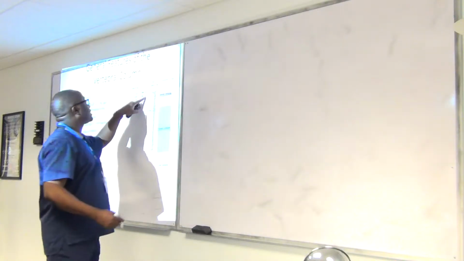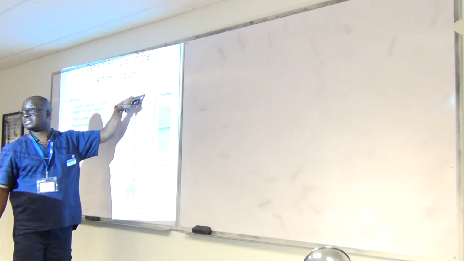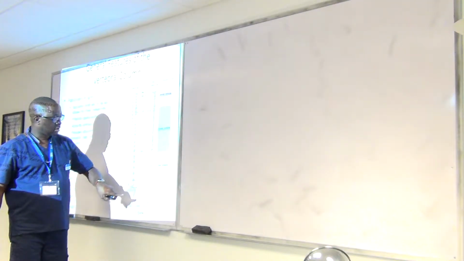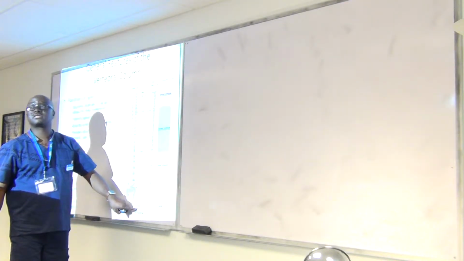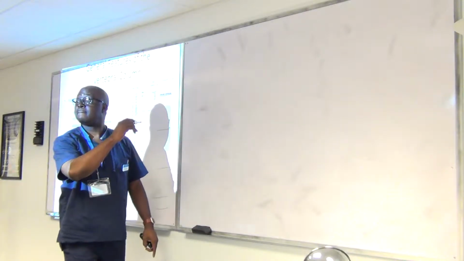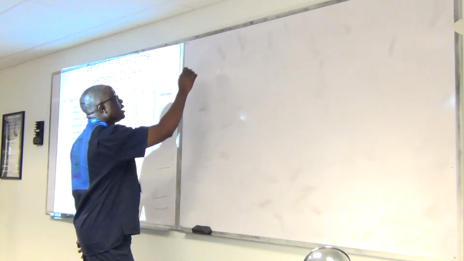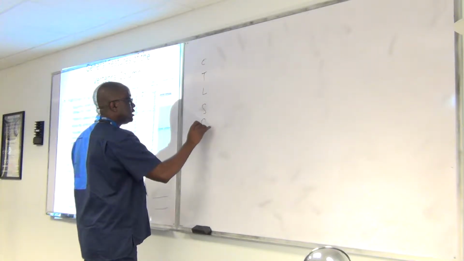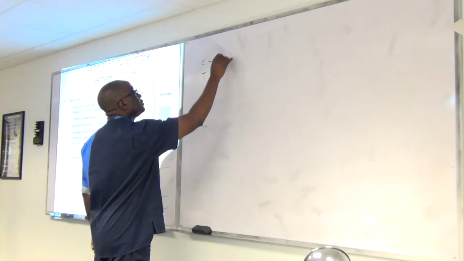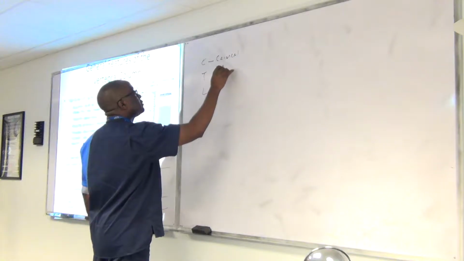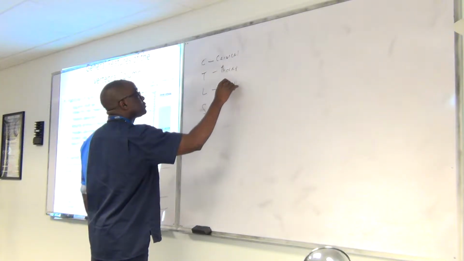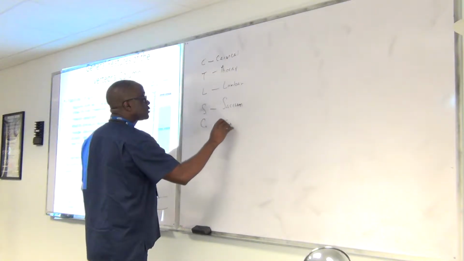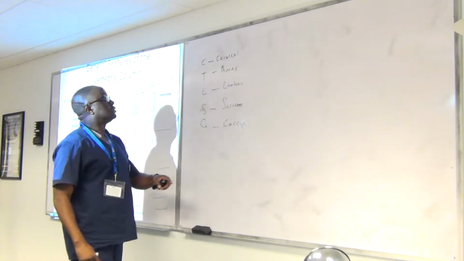So we often designate them as C for cervical, T for thorax, L for lumbar, S for sacrum, and CO for coccyx. So C, T, L, S, CO. Cervical, thorax, lumbar, sacrum, and coccyx.